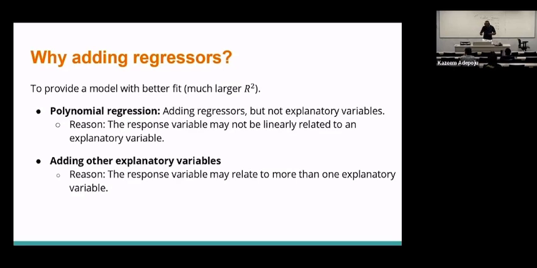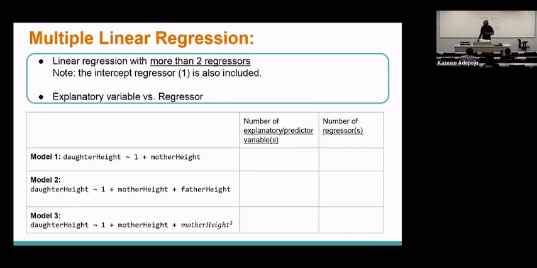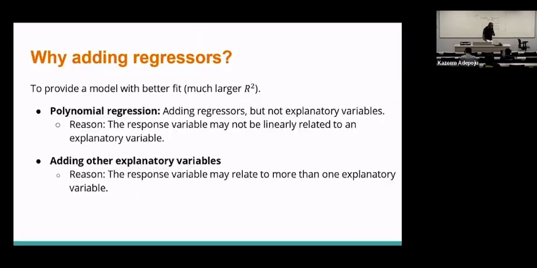Now I just gave you a reason for applying polynomial regression. What is the reason for adding more explanatory variables? Somebody may want to ask about model 2: why is it that I'm not okay with just mother height to predict a daughter height? Why do I need to add a father's height? That is what we mean. The reason here is that the response variable may be related to more than one explanatory variable.